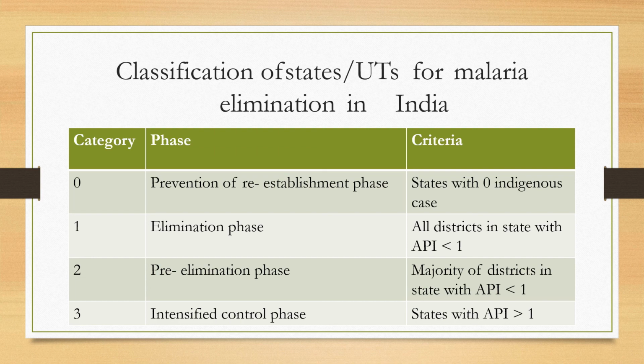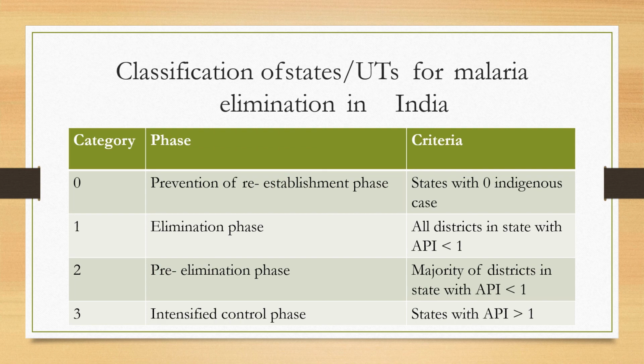So what is the criteria for that state? Any state with zero indigenous case, that means no indigenous case in any state, then that state will be in category 0. That is prevention of re-establishment phase. At present, there are no states in India which are in category 0. Now, category 1, that is elimination phase. That is, if all the districts within the state have annual parasite incidence of less than 1, that is, less than 1 case per 10,000 population under surveillance, then that state will be in elimination phase.